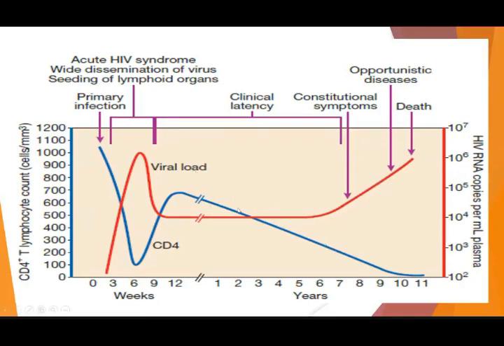And after that, there will be a decline in the CD4 cells and a rise in the viral load, till they reach the stages of the opportunistic infections followed by death. So it may take years to reach this stage. This is the natural history of the HIV infection. So followed by primary infection, acute HIV syndrome, clinical latency, then the constitutional symptoms, opportunistic disease, and death.